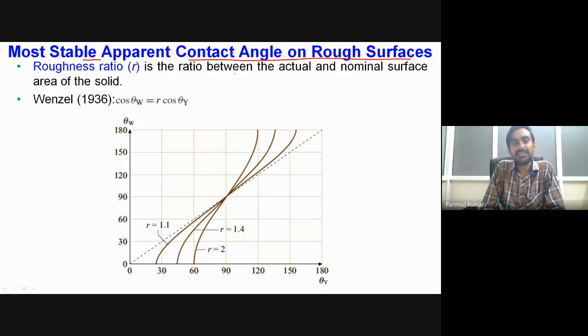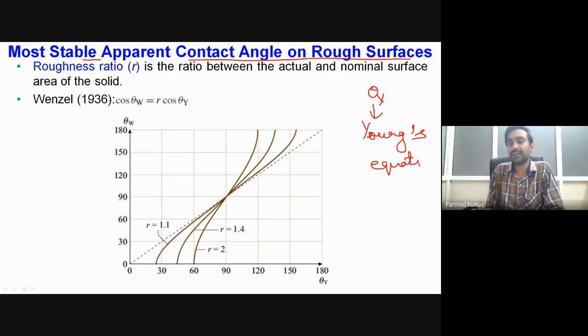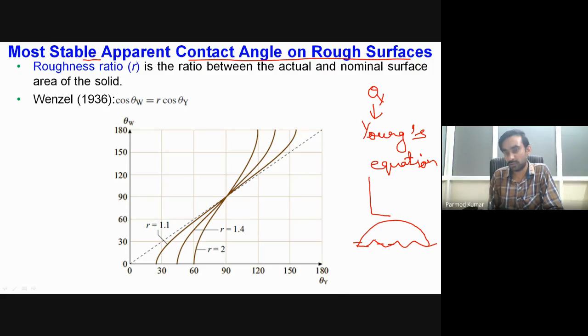Basically, we have theta Y as the contact angle, which is measured from Young's equation, and this contact angle represents the actual measure of the contact angle. Actual measure means when we have the contact between the liquid and the actual solid surface. For example, if I draw some drop profile here, instead of considering a nominal surface, I will be talking about the actual profile of the solid surface.